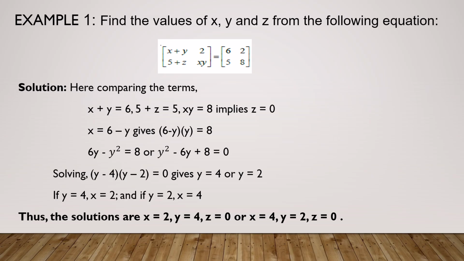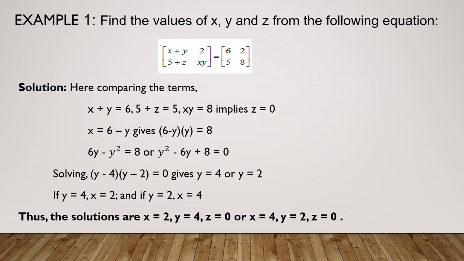That means we are given two matrices which are equal. If the matrices are equal, obviously they should be of the same order, and they are of the order 2 cross 2 over here. And each of the elements of the corresponding matrices are equal. So you just have to compare the terms. It is first term, A11 term, x plus y is equal to 6.